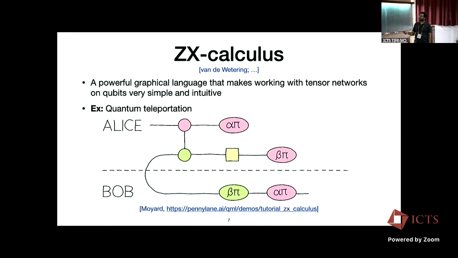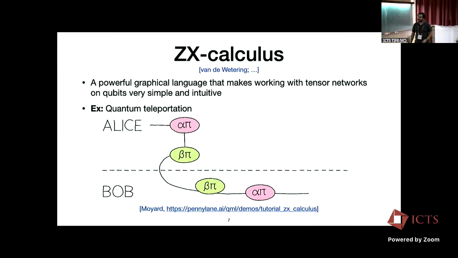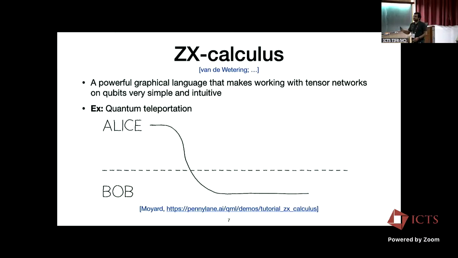So here's the quantum teleportation circuit transcribed into a ZX diagram. And you can use ZX calculus to verify that this does implement quantum teleportation. And it works this way. We are left with this diagram. This is teleportation. You just copy a state, take the state from Alice and send it to Bob.